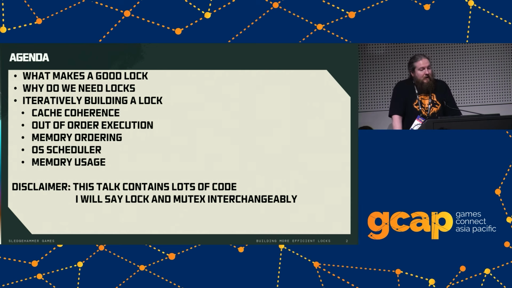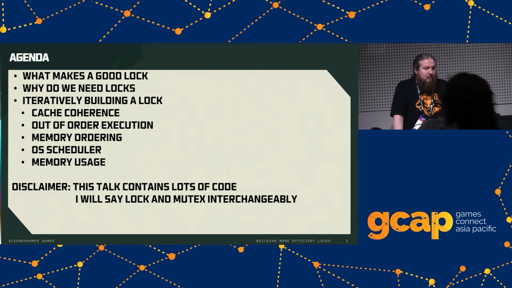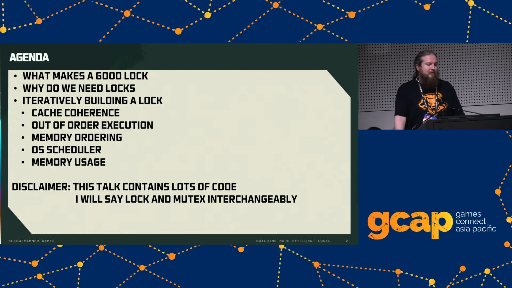So what I'm going to talk about is what makes a good lock, why do we need locks, and then iteratively building a lock. In this I'll cover some cache coherence considerations, out-of-order execution, memory ordering, the operating system scheduler, and then trying to get the memory usage down.